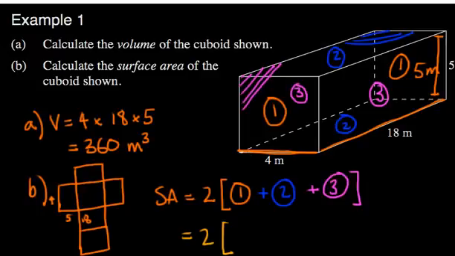The surface area 1 is 4 times 5. Now the height of this is 5. The area of 1 would therefore be 4 times 5, which is 20. What about the area of side 2? Well, 2 is the top, and this is 18, and this length is the same as that length, which is 4. So 18 times 4 is 72.